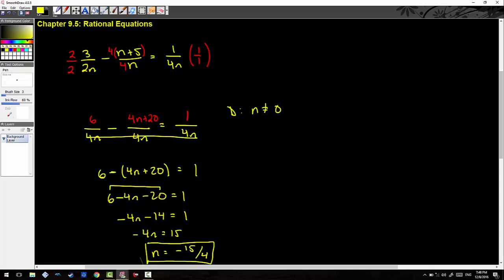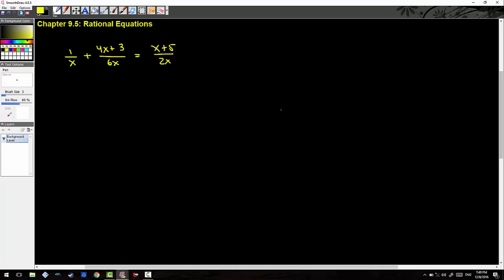Alright, let's take a look at another problem. Okay, this next example here. Again, we want common denominators all the way throughout. So I'm looking at x, 6x, and 2x. What's the common denominator here? I'm thinking it's 6x. I hope you agree.